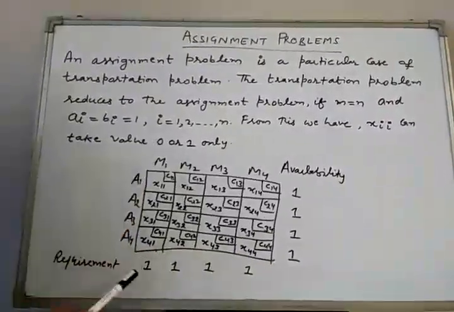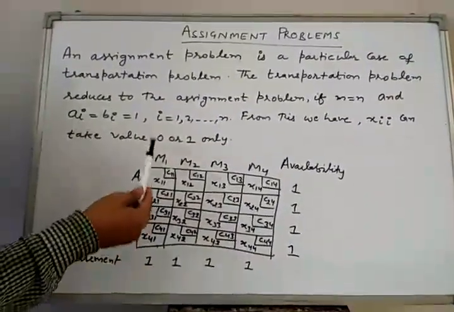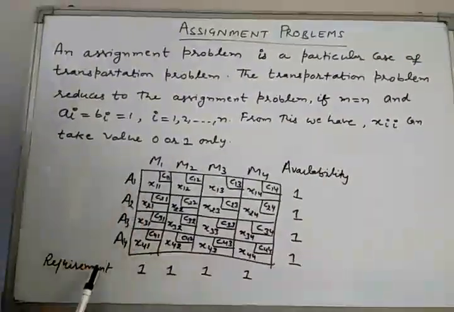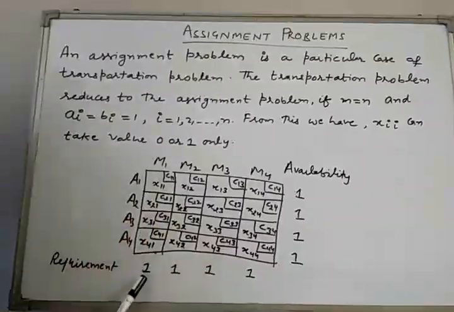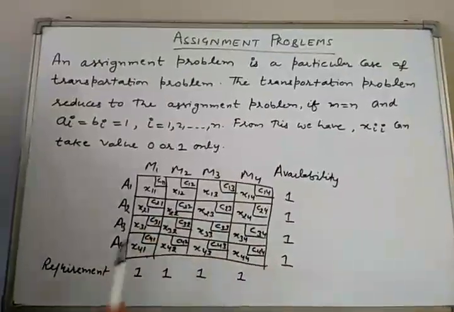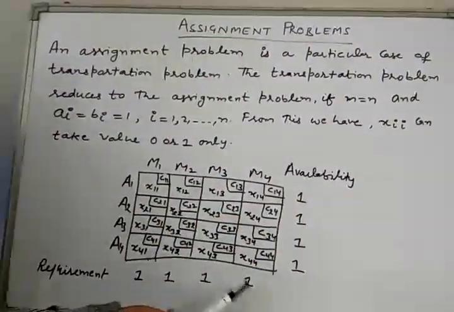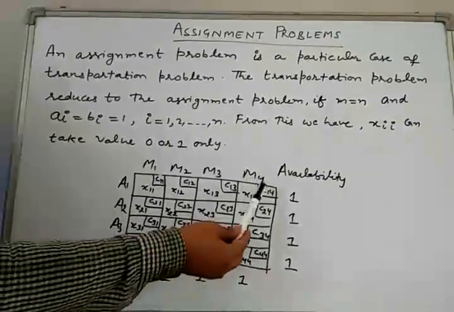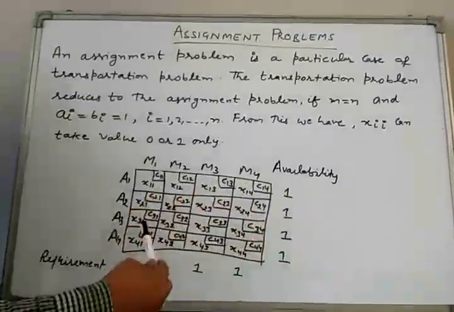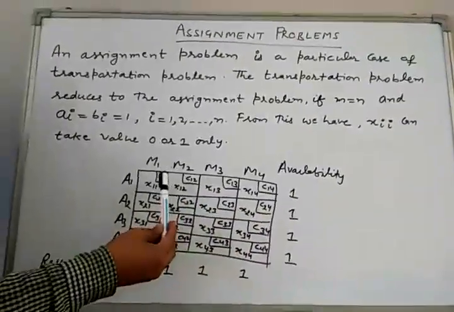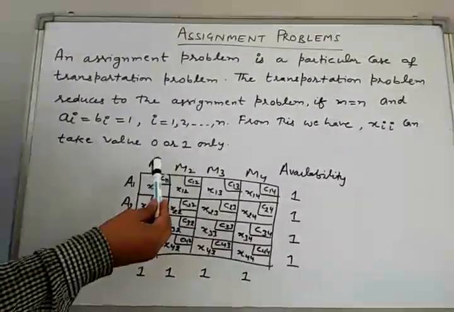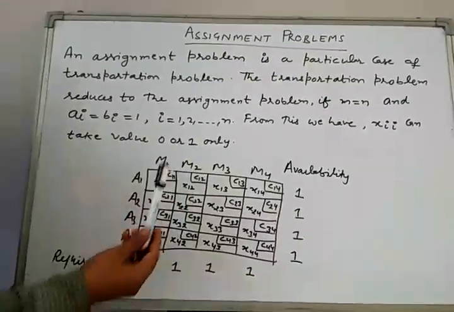And as one person is assigned to one machine, that means one machine is available for one person. Therefore, the requirement for machine M1 is 1, for machine M2 is 1, for machine M3 is 1, and for machine M4 is 1. C11, C12, C13, C14, C21, C22, C23, C24 and so on: in combined form, Cij represents the cost we have to pay for person Ai to do the job on machine Mj.